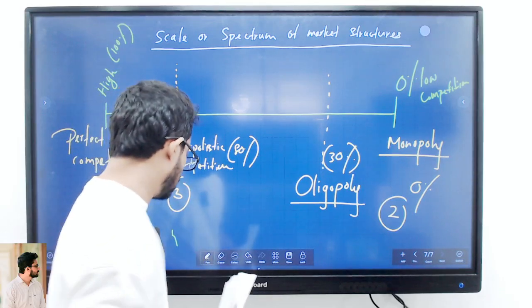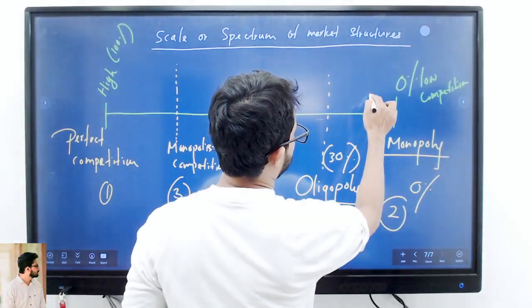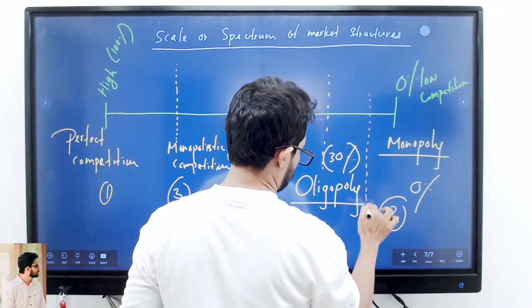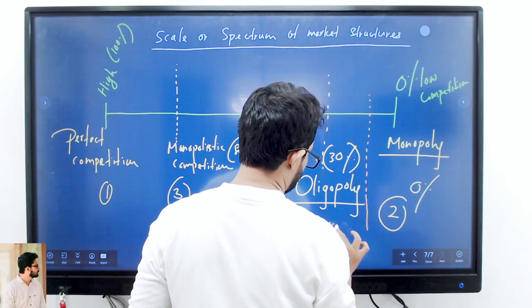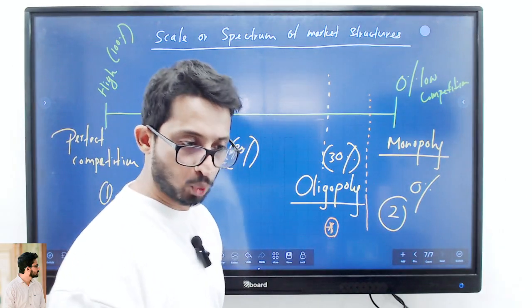Clear? Oligopoly. And in between these two, there is another market structure, that is called duopoly. Duopoly.